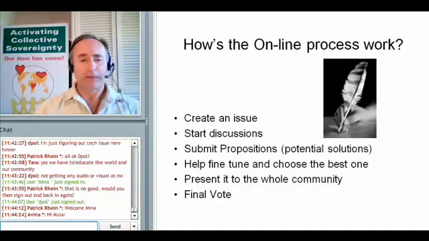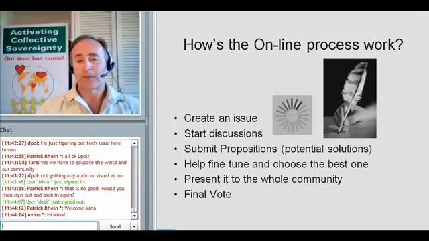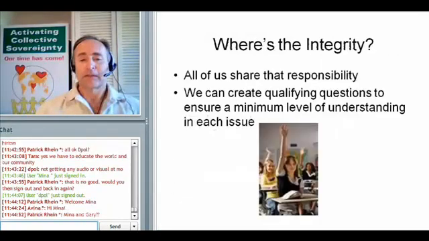Here's just a list of how the process works. Any community can create an issue. There's a discussion period, and this is when we're ready to actually get into the nuts and bolts of making a decision. Propositions can be submitted, and the community can help fine-tune and choose the best one, and then it's presented to the whole community, and then there's a final vote.